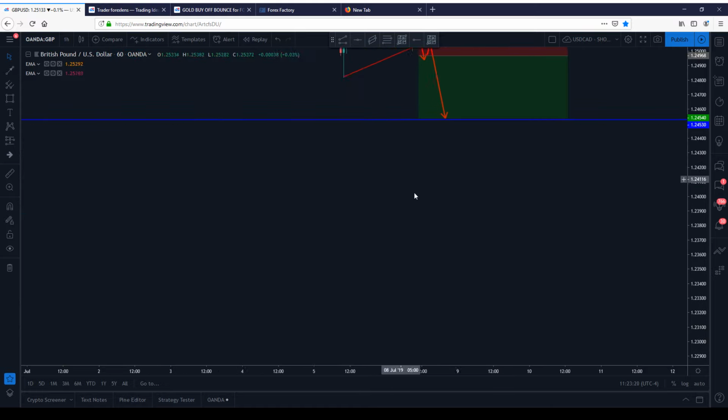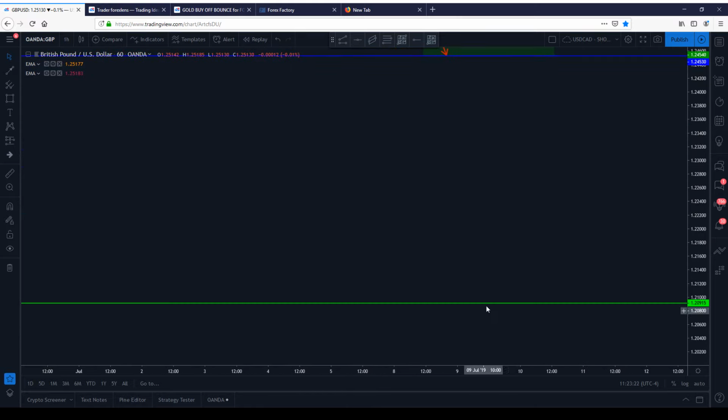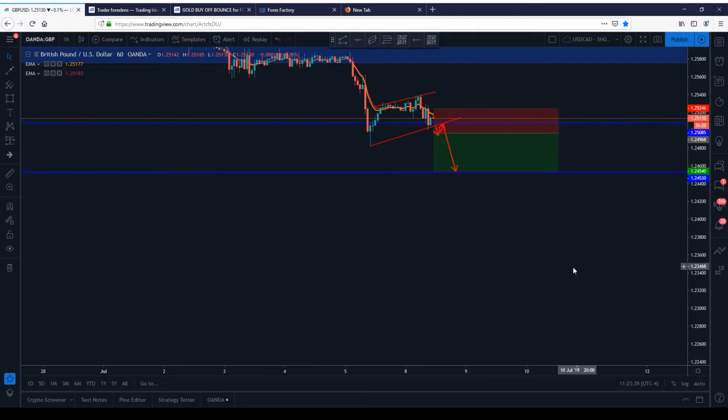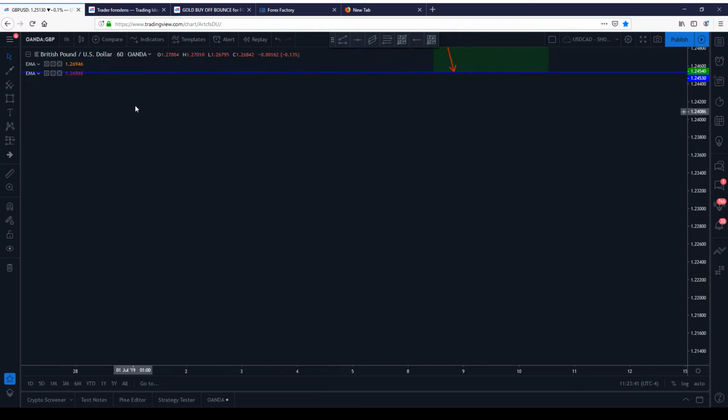Obviously, in the grand scheme of things, we can short it all the way down to here. But reaching this near-term support at 1.2450 is key. Intraday, look for a break of this channel, retest, short to here. Swing opportunities, break below this level. So pound, we can make some real nice pips right there.